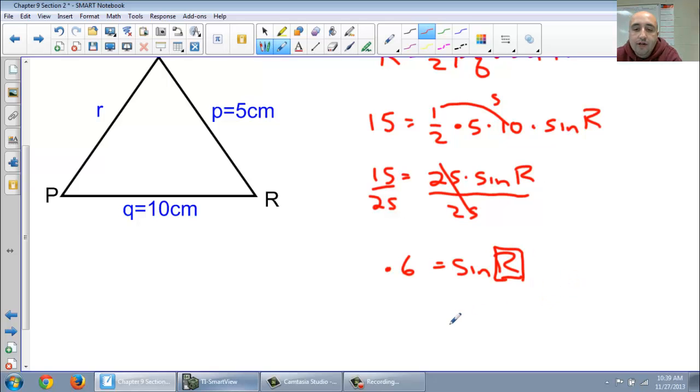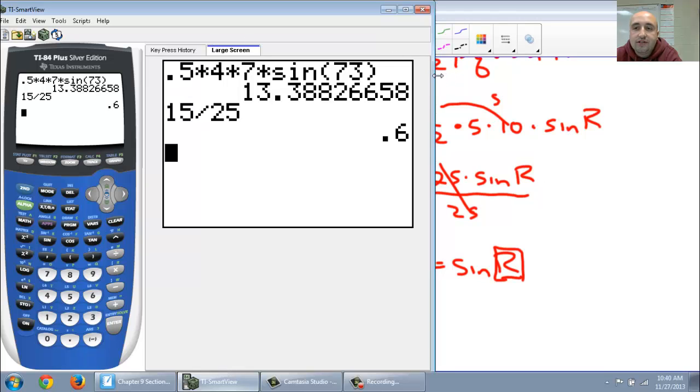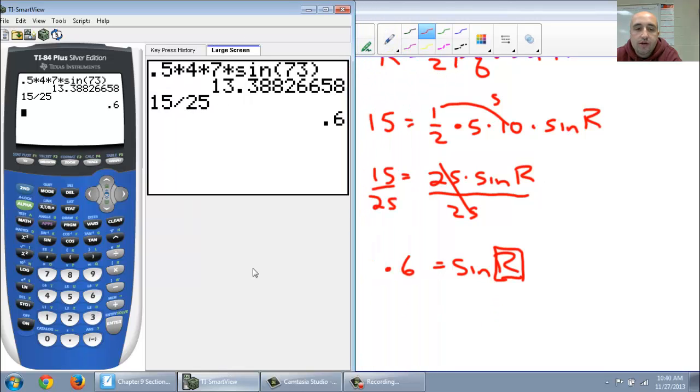So on your calculator, the way you find angles is we have to use the second button. Okay, so we're dealing with sine, so you're going to hit second sine, and then whatever number you got on the left-hand side, 0.6. Close your parentheses, and that will give you your angle of 36.86. Always round to 2 decimal places.